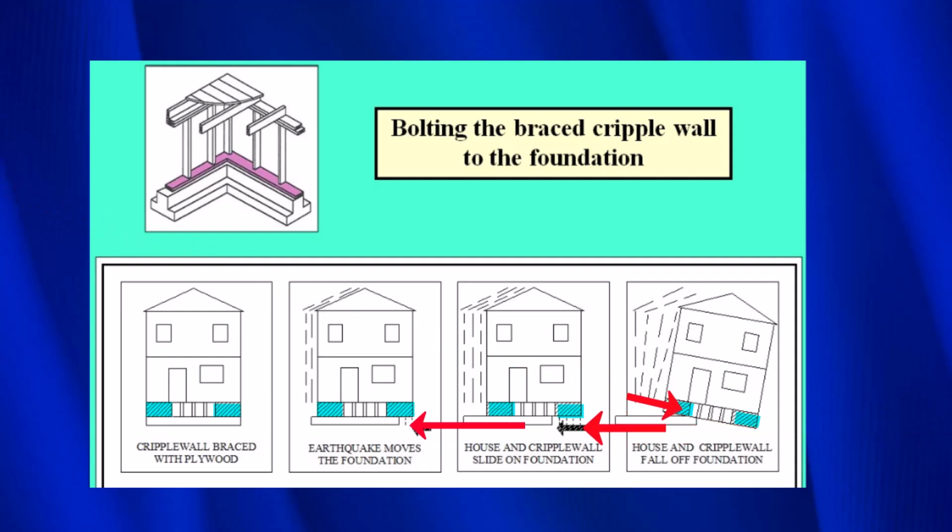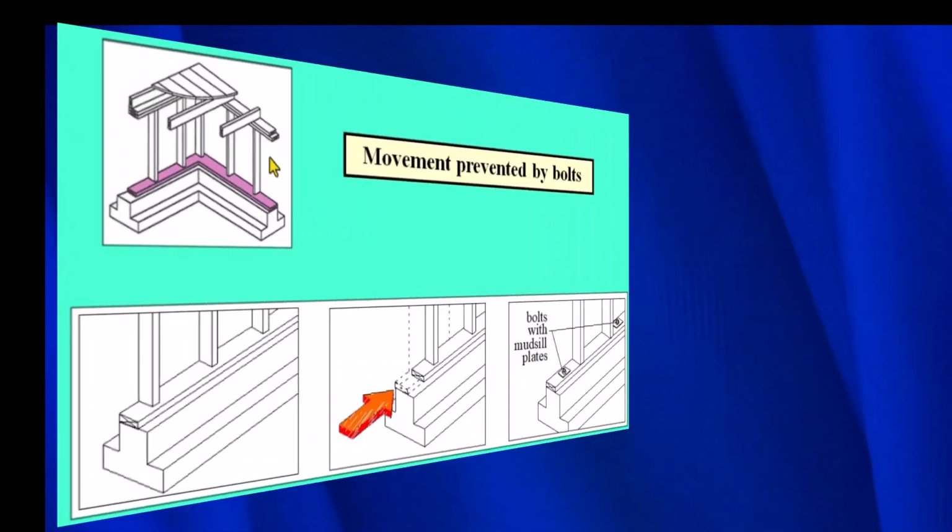Now that we have braced the cripple wall with plywood on each end of the cripple wall, when the earthquake force moves underneath, the house will try to slide off the foundation. And as the earthquake continues, it'll slide more and more until it falls off. Now, the only way to fix that is to bolt the cripple wall to the foundation.